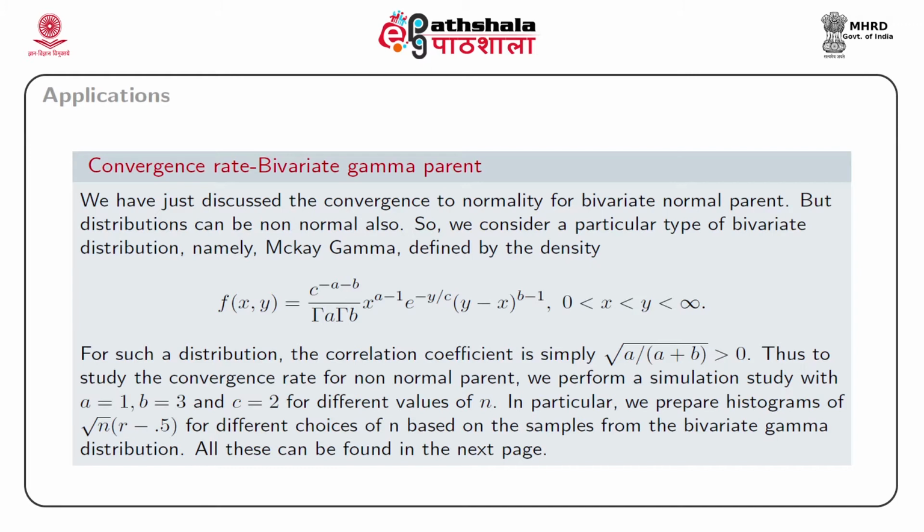Thus, to study the convergence rate for a non-normal parent, we perform a simulation study with A equal to 1, B equal to 3 and C equal to 2 for different values of n. These A, B, C are the distribution parameters defined in the PDF. In particular, we prepare histograms of square root of n times (r minus 0.5) for different choices of n, based on samples from the bivariate gamma distribution, and all this can be found on the next page.